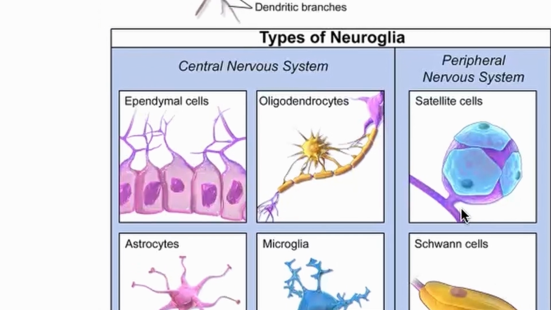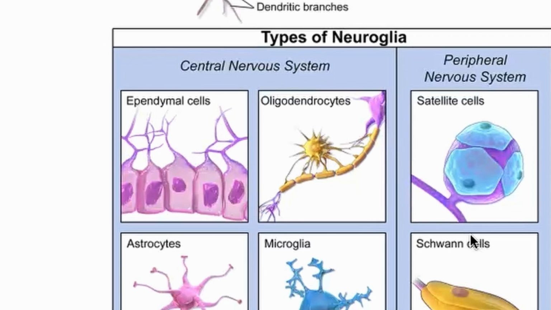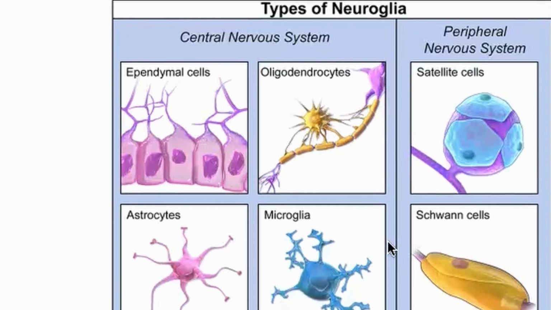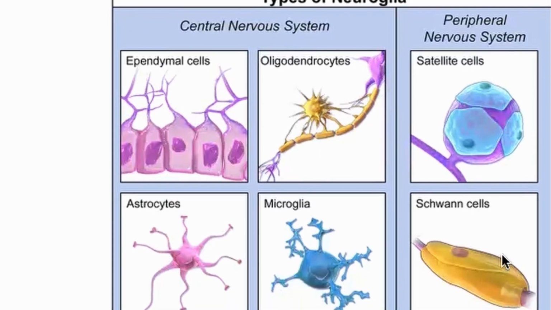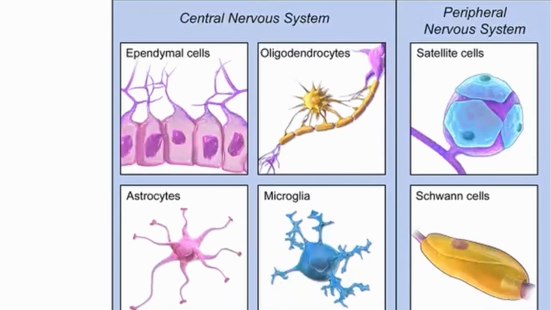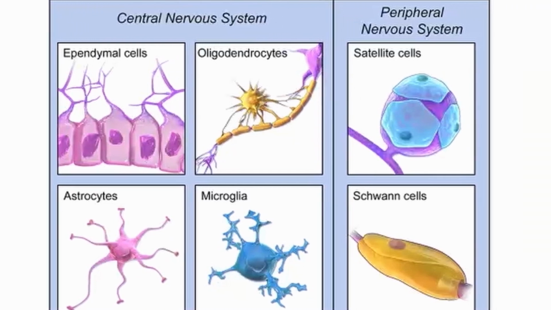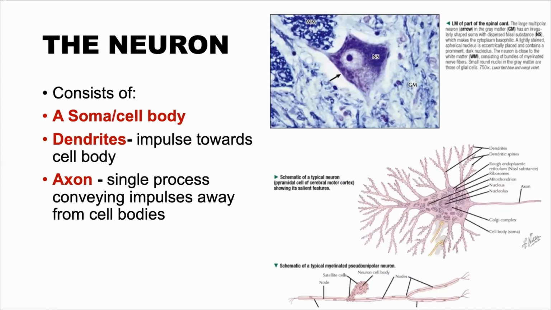In the peripheral nervous system, you have Schwann cells. They are similar to the oligodendrocytes, where they are responsible for myelinating the nerves in the peripheral nervous system. You have a question? Anybody? No? Okay. So the neuron, we already touched on the two types of cells, the neurons and the glial cells.